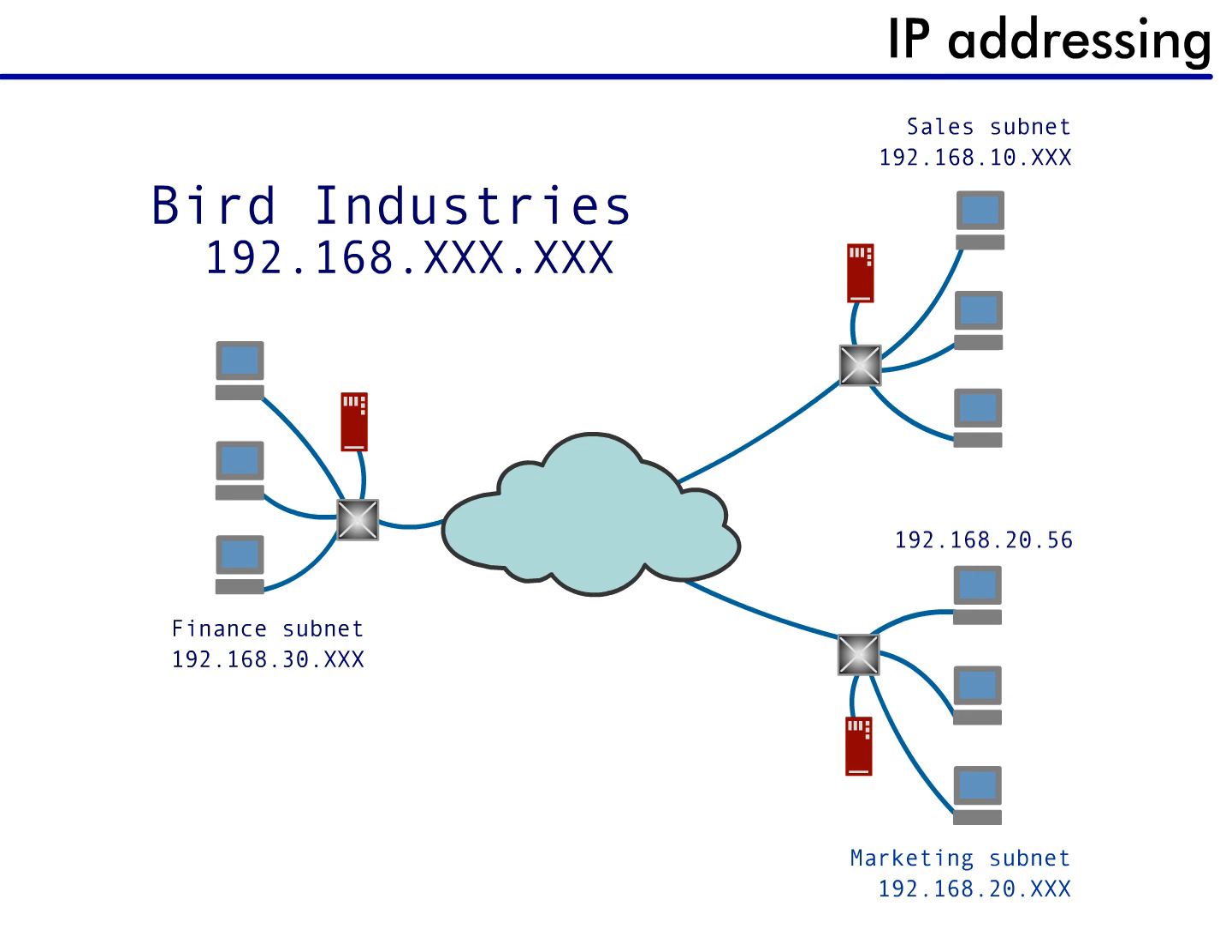So in this example, if I said the address 192.168.20.56, you would know this is the address of a device on the marketing subnet of Bird Industries network. The 192.168 is Bird Industries network number, the .20 is the marketing subnet, and the .56 is the specific device. This ability for network managers to assign and group devices based on addresses is very useful in designing a network.